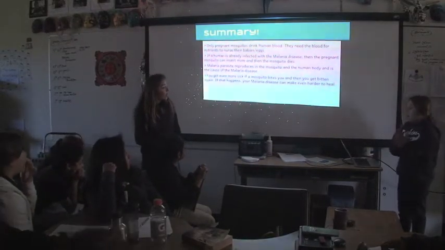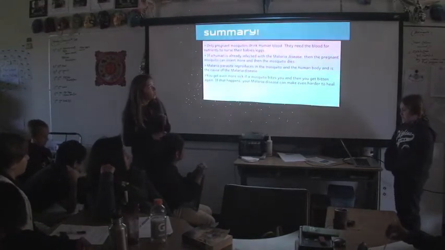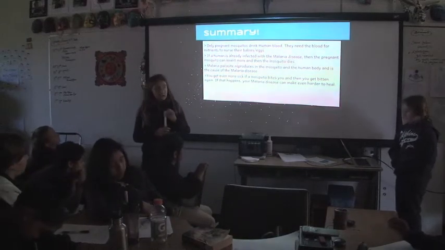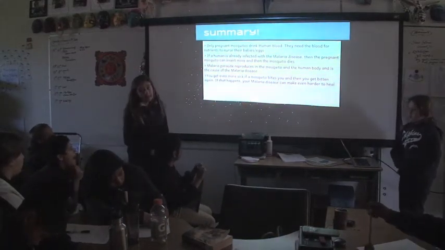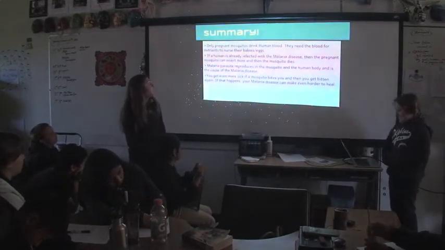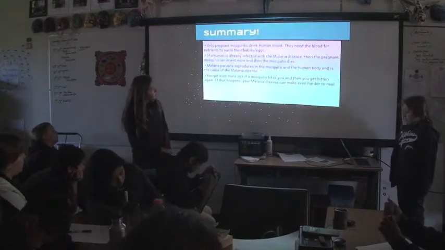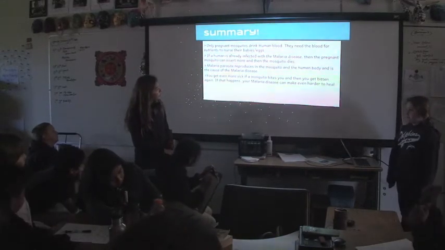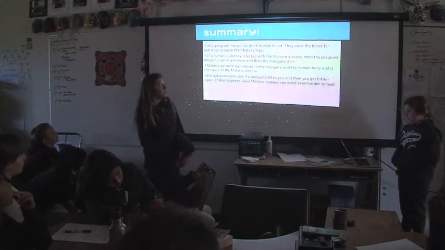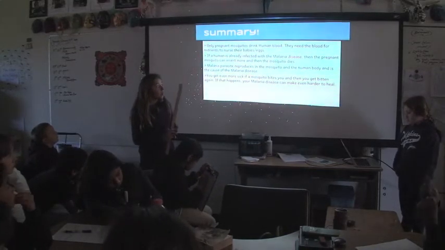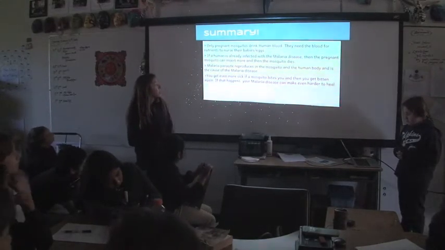This is a summary. Only pregnant mosquitoes drink human blood. They need the blood for nutrients to nurse their babies, or eggs. If a human is already infected with the malaria disease, then the pregnant mosquito can insert more, and then the mosquito dies. The malaria parasite reproduces in the mosquito, and the human body is the cause of the malaria disease.